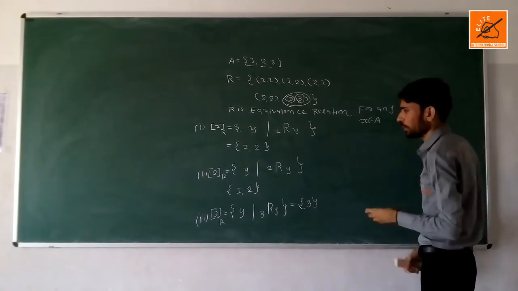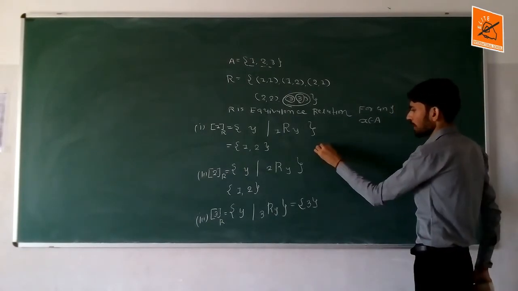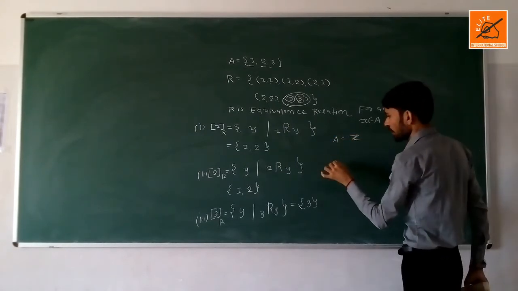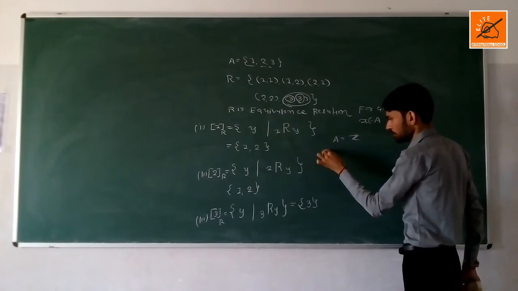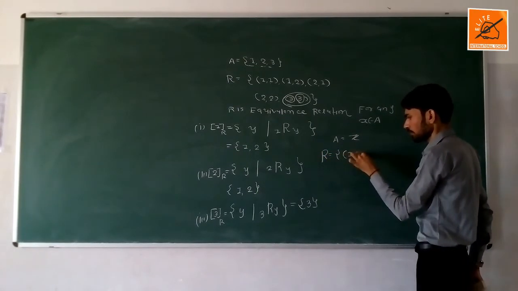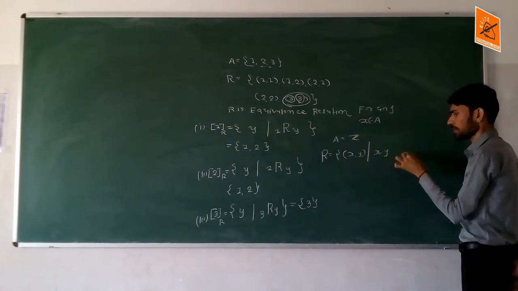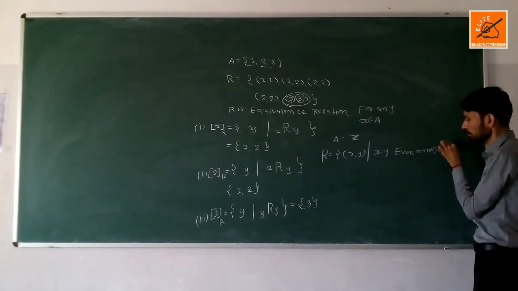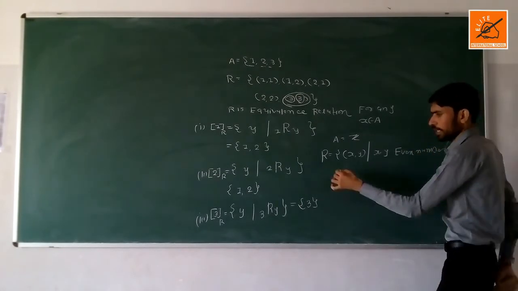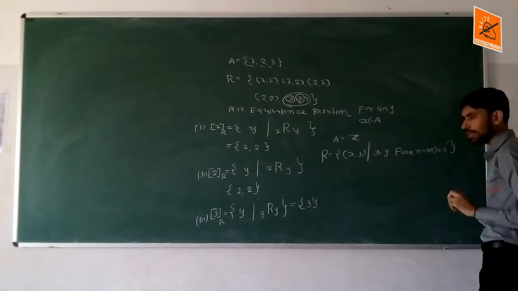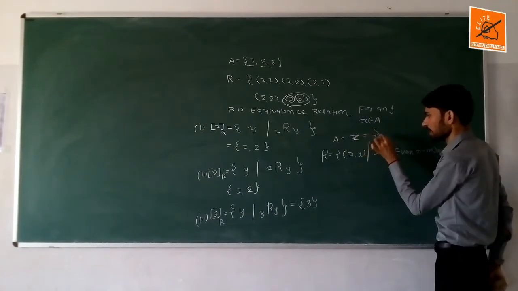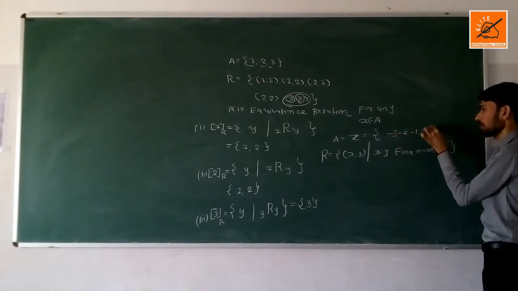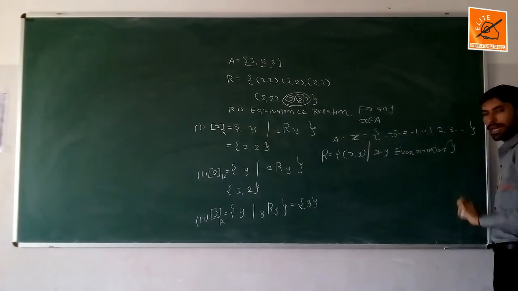Now we take another example. We consider set A equal to Z, and we define the relation R as the set of pairs (x, y) where x minus y is an even number. So we already know Z contains infinitely many elements: -3, -2, -1, 0, 1, 2, 3, and so on.